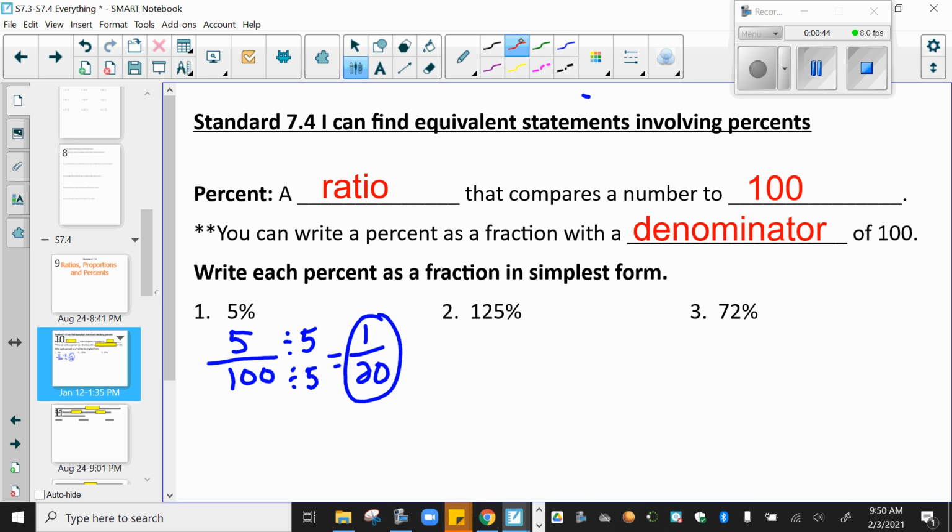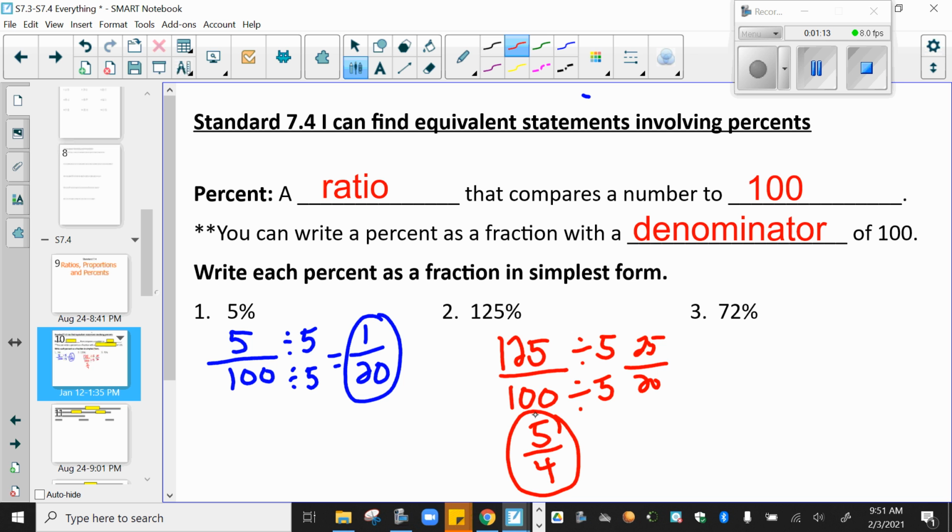Alright? 125, same thing. We're going to write it as 125 over 100. And if I divide it by, let's see, I could try 5. 5 and 5. That gives me 25 over 20. Let's divide again. It would make me 5 over 4. 5/4. And leave it like an improper fraction. Don't make it 1 and 1/4. 5/4 is the best answer.